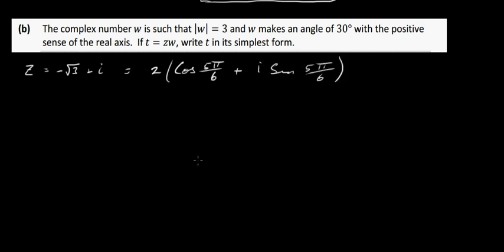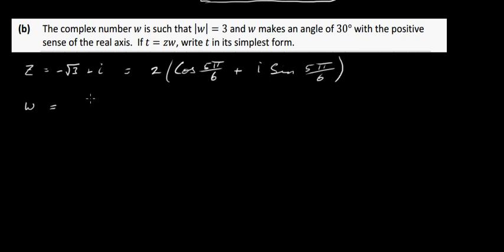So we know that Z is minus root 3 plus i, and we know that in polar form that's 2 cos 5 pi over 6 plus i sine 5 pi over 6. So this is our Z in rectangular form and polar form. So what about W then? Well, for W we've got the angle, 30 degrees, and we also have the modulus. So we can write W in polar form as well.